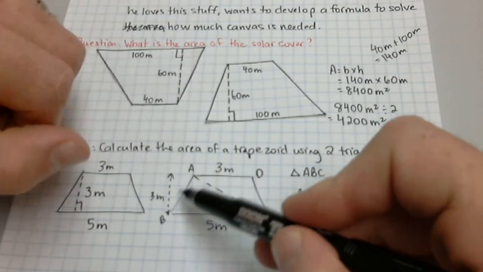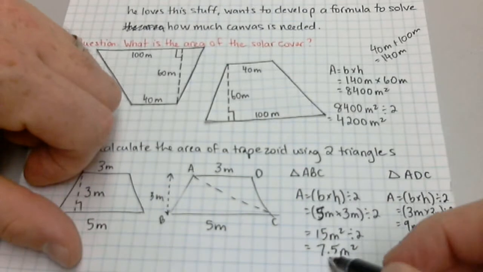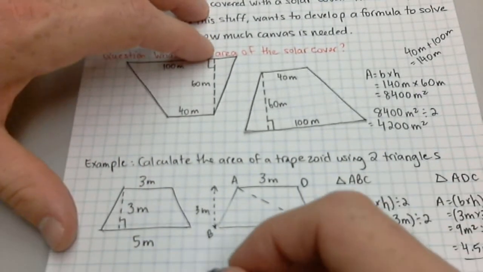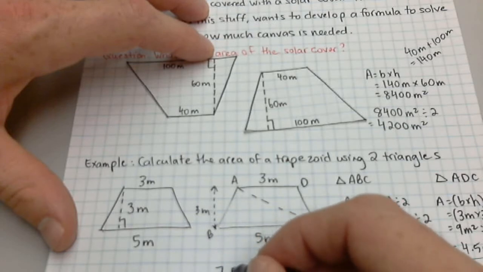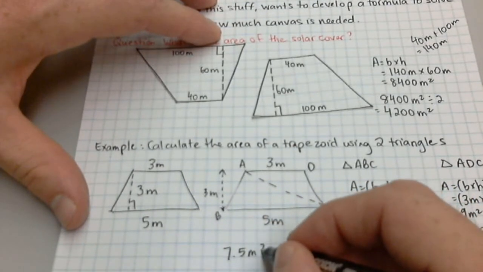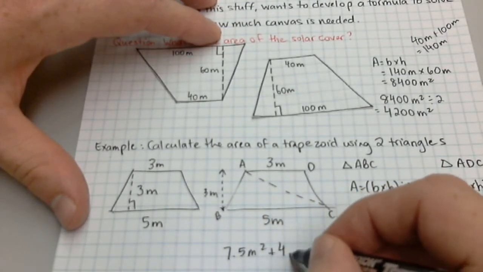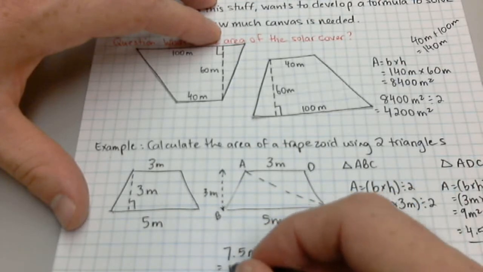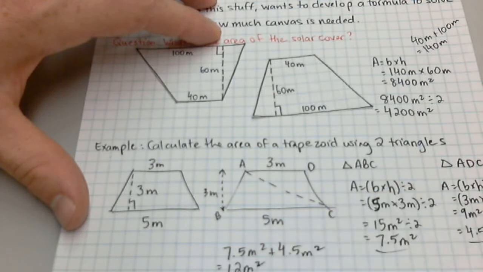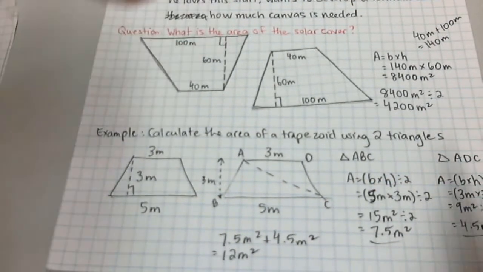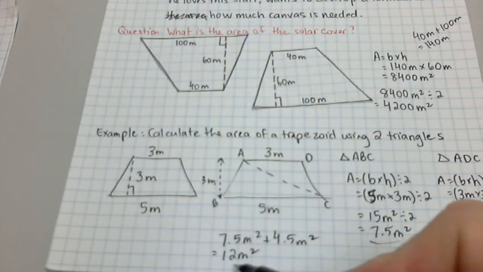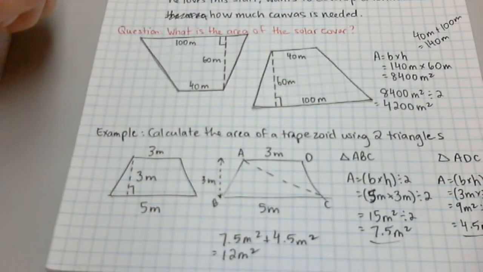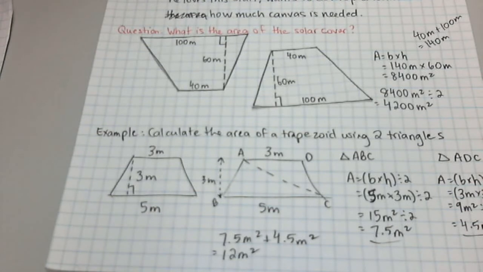Now, I found out the area of ABC and of ADC. It's this number and this number. So what I can do is add those two together, 7.5 meters squared plus 4.5 meters squared, which is going to give me an overall area of 12 meters squared. So that is the area of this trapezoid. It's 12 meters squared by dividing the shape into two triangles. Okay.